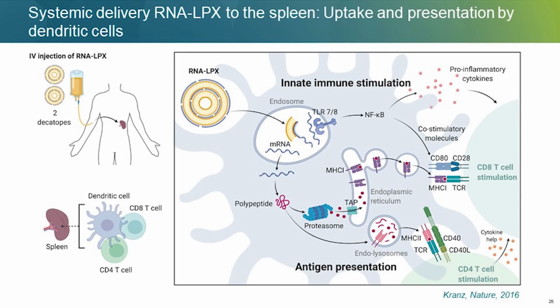In the spleen, the RNA lipoplex is taken up by macrophages and dendritic cells. As I said earlier, the RNA is stimulating TLR7 and 8. This leads to the production of pro-inflammatory cytokines as well as co-stimulatory molecules that are required for priming of naive T cells. The RNA also somehow is translocated into the cytosol, where it's translated into a polypeptide that is degraded into peptides that are either loaded on MHC class 1 for presentation to CD8 T cells, or loaded on MHC class 2 for presentation to CD4 T cells.